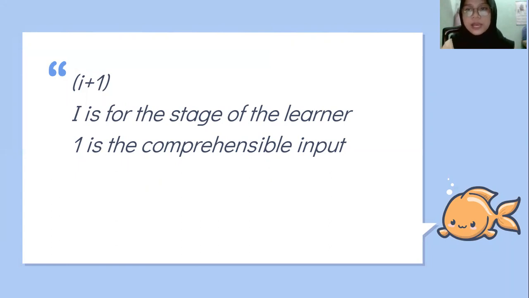So each time we learn something, we comprehend something from the lesson, we have plus 1, which is for the comprehensible input. So I plus 1. I is for the stage of the learner and 1 is for the comprehensible input.